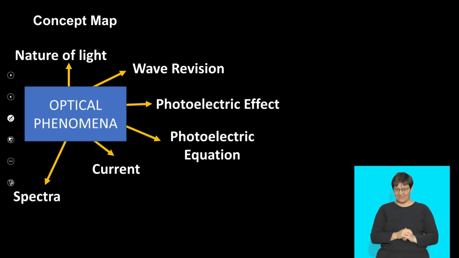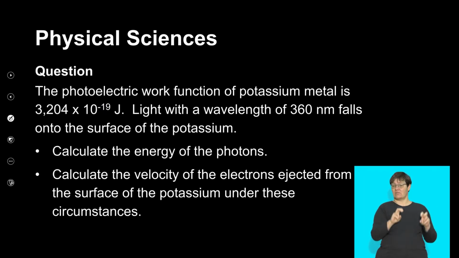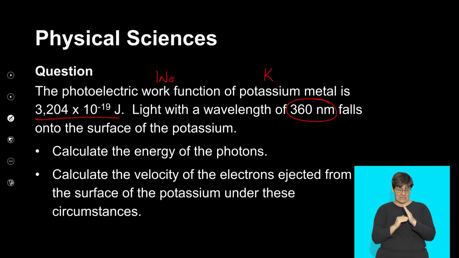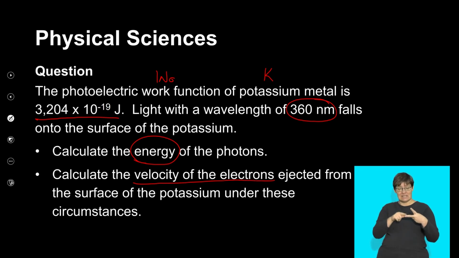So, let's see. Here we go, the photoelectric work function of potassium metal, so what they're giving me here is W0, and it's potassium, so it's K, is 3,024 times 10 to the minus 19 joules. They're doing something a little different. They're saying light of wavelength 360 nanometers falls on the surface of the potassium. The first thing they ask us is, what is the energy of the photons? Secondly, what is the velocity of the electrons ejected from the surface of the potassium?